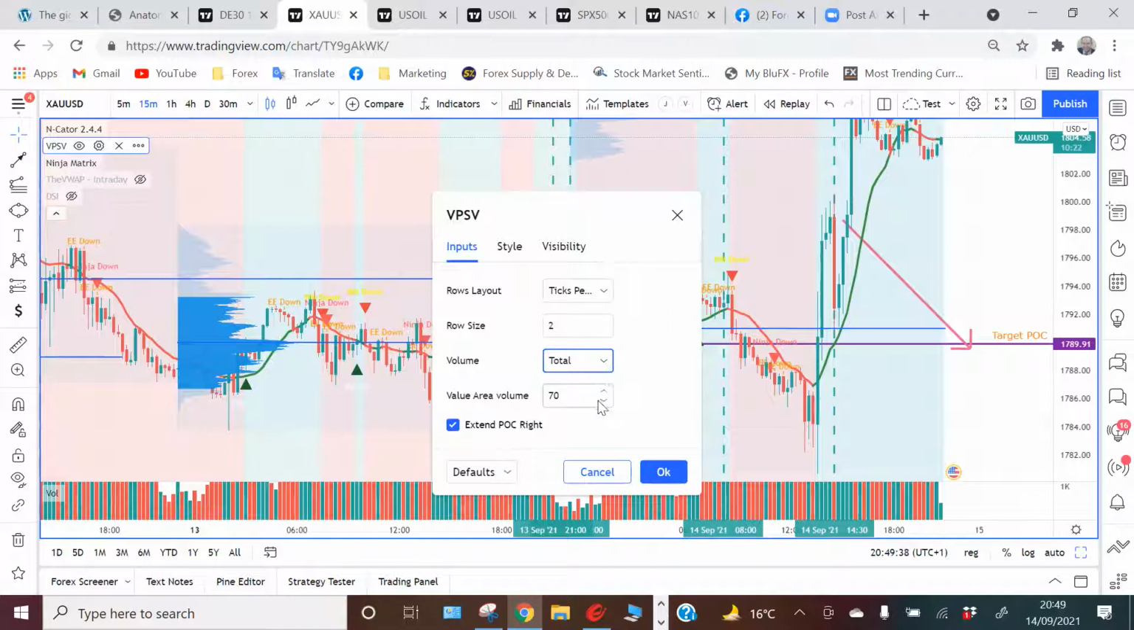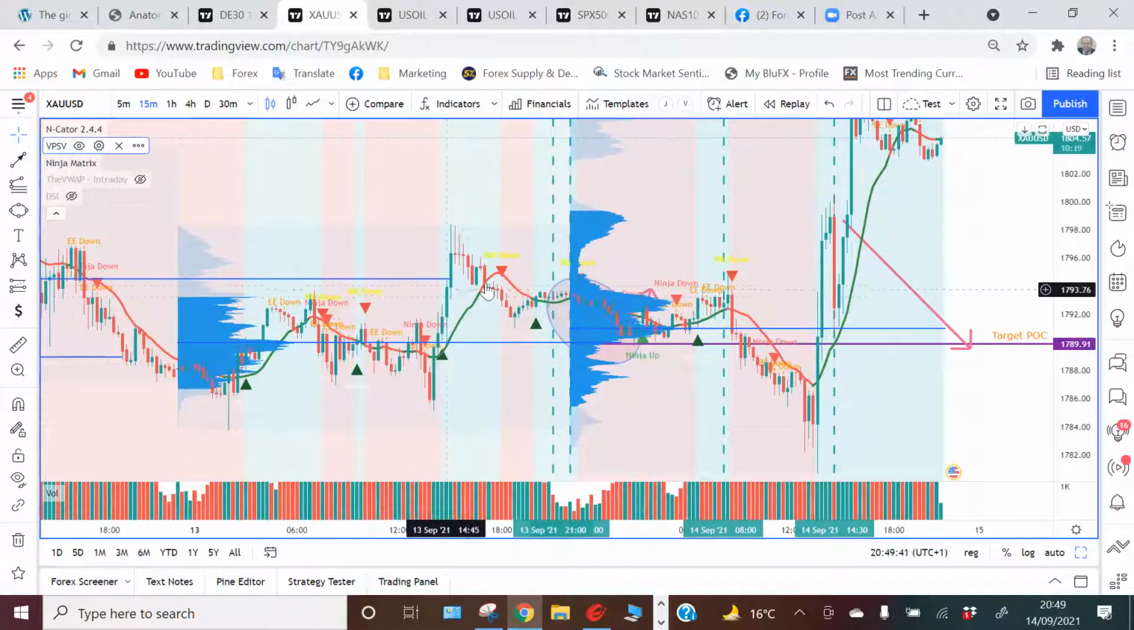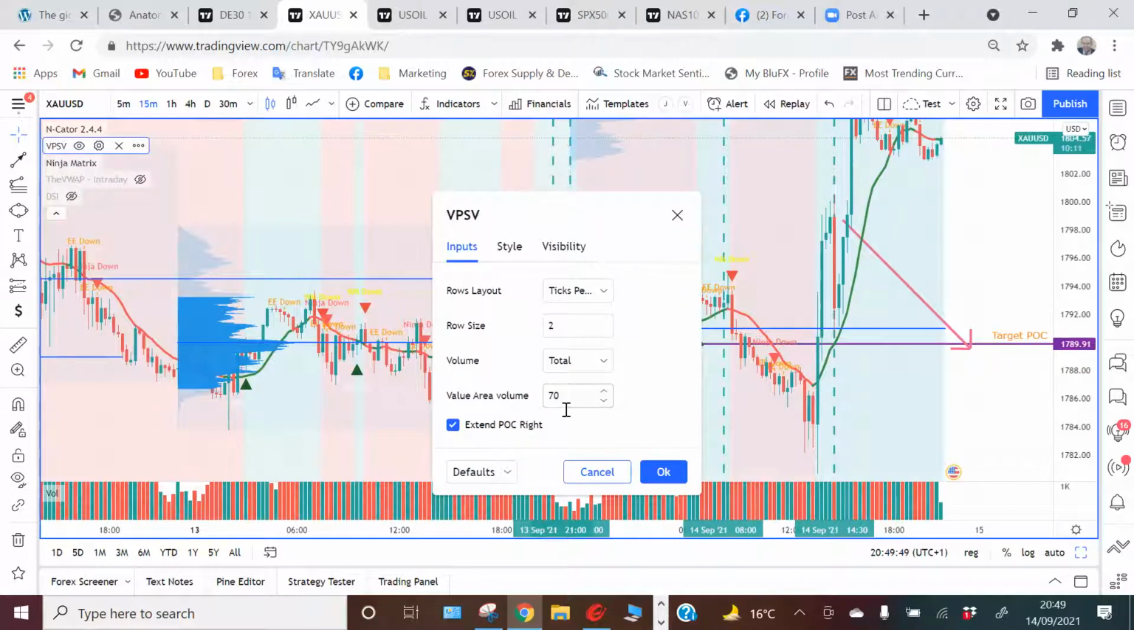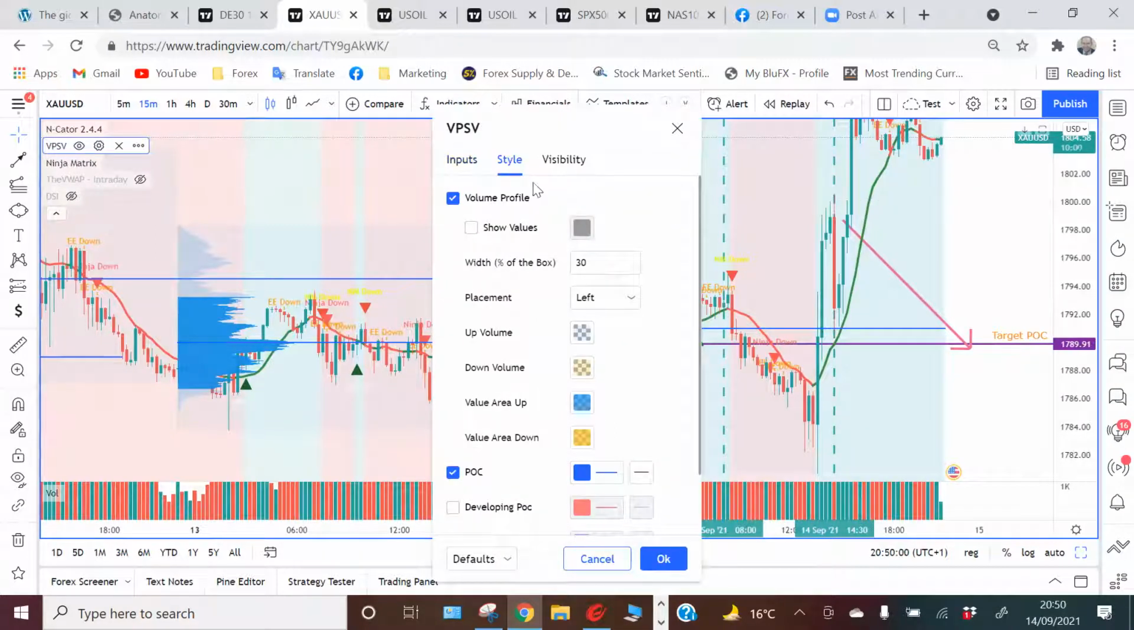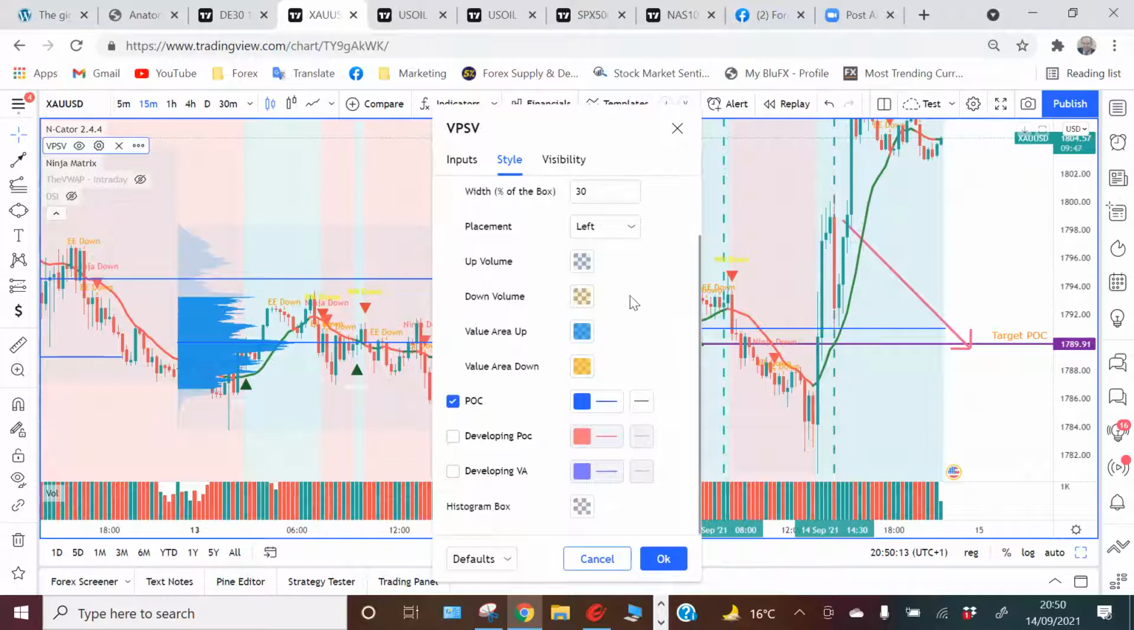Next thing. Ticks to total, not up and down, total. And for the volume area, we want 70%. So we want to know where 70% of the trading was. That shows us just by having 70 in there. Also press this, extend the point of control, because that's what we're pushing for. We want that nice extension. We move to the style. We want the volume profile on. The width, 30. And these here, just play about with the colours that suit your palette.